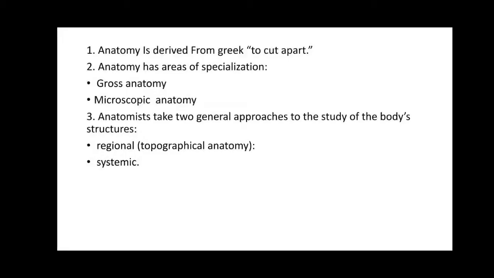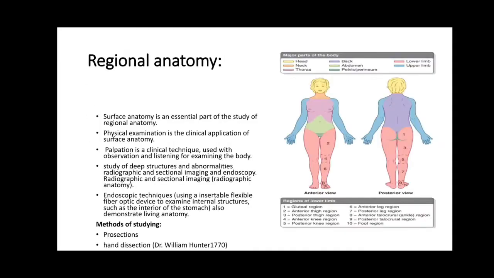Okay, now the third part: anatomists usually take two general approaches in order to study the many body structures. These are of two kinds: regional anatomy and systemic anatomy. Regional anatomy is also known as topographic anatomy. Regional anatomy considers the organization of the human body as major parts or segments.